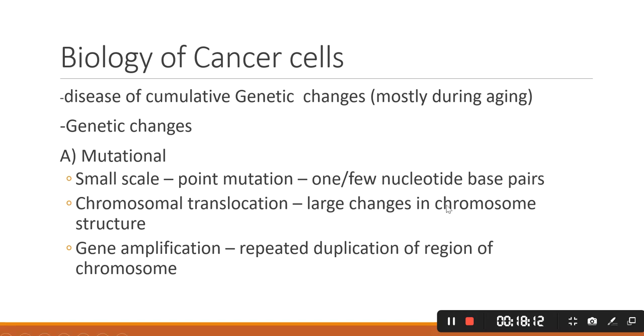So, genetic changes. What are the kinds of mutational changes that can happen in the genetics? It can be small scale, like a point mutation, where only one or a few nucleotide base pairs are changing, or it can be a chromosomal translocation. Remember we did the Robertsonian translocation. That is a large change in the chromosome structure. Or there can be gene amplification, a repeated duplication of a region of chromosome. A specific region of chromosome keeps on getting duplicated. Those kinds of mutations can be seen.